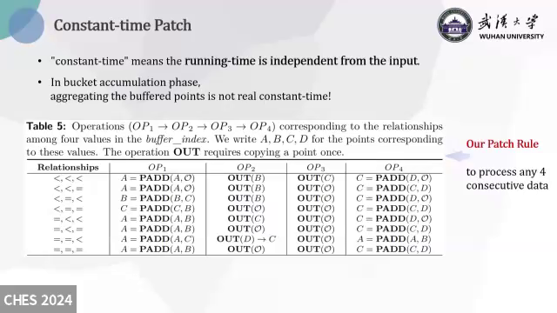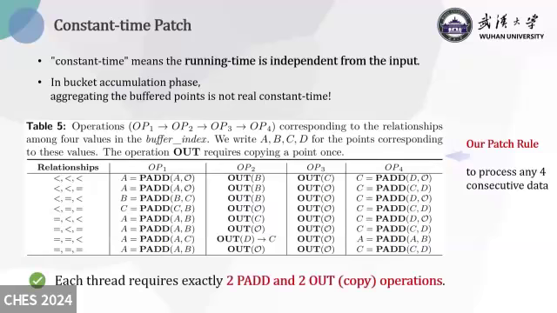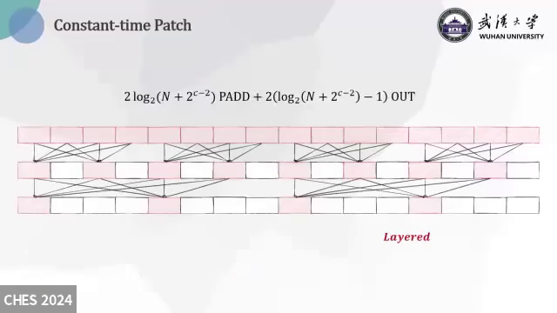Moreover, the cost required for each case is consistent, with each round requiring 2 p-add and 2 out operations. Here, the out operation means the memory copy operation. Ultimately, we can complete this operation within a logarithmic number of rounds.